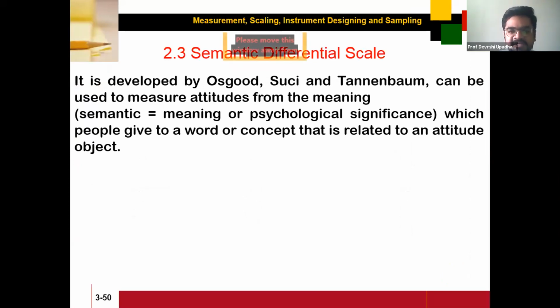Next is the semantic differential scale. It was developed by Osgood, Suci, and Tannenbaum. It can be used to measure attitudes from meaning. So what is semantic? That is a meaning or a psychological significance. This particular scale is more often used in psychographic analysis, where psychological aspects are concerned.